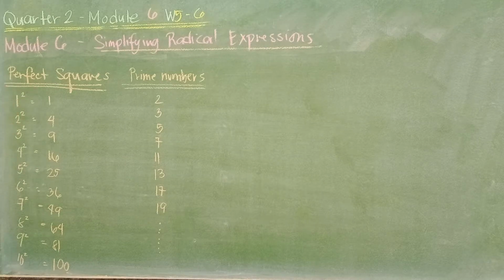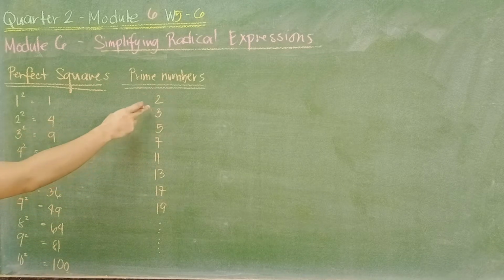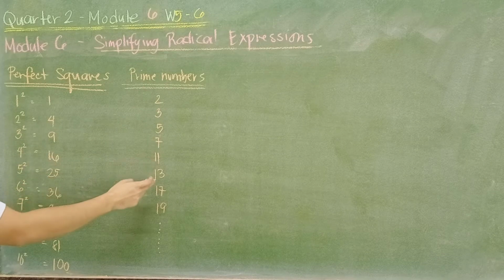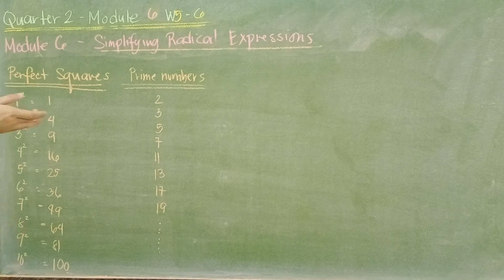And the prime numbers. Prime numbers are numbers that have two factors: the number itself and 1. So you have 2, 3, 5, 7, 11, 13, 17, and 19. Its factors are 1 and itself. So that's what we need to know first. Try to memorize the perfect squares and then the prime numbers.